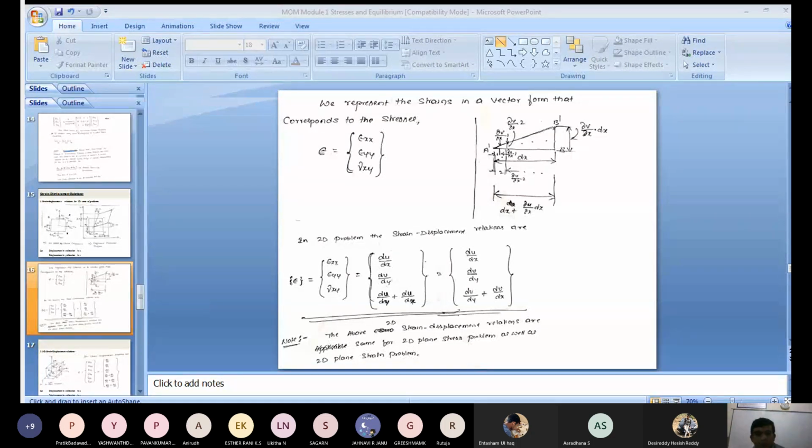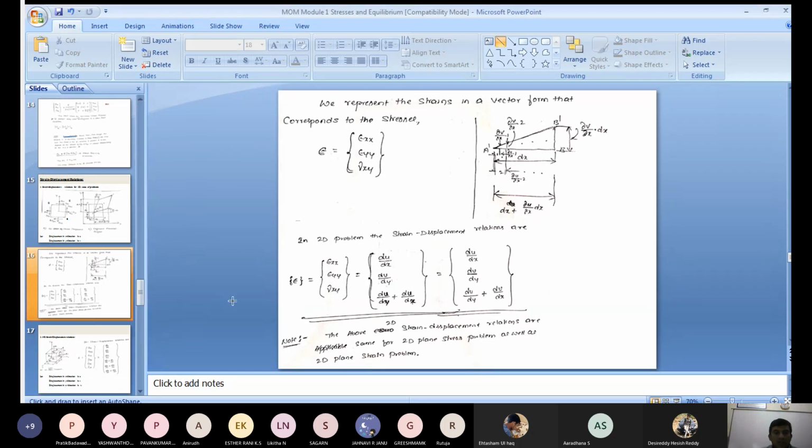Now you should remember this equation. Epsilon xx is nothing but du by dx. Epsilon yy is nothing but dv by dy. Gamma xy is the shear strain, nothing but du by dy plus dv by dx. The above two-dimensional strain displacement relations are the same for both plane stress and plane strain problems. Yes, any doubt regarding this relation?